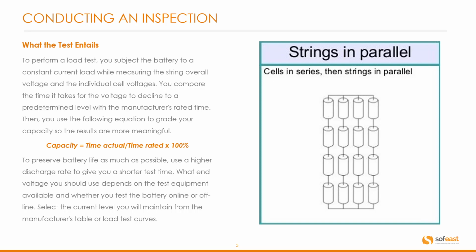To preserve battery life as much as possible, use a higher discharge rate to give you a shorter test time. What end voltage you should use depends on the test equipment available and whether you test the batteries online or offline. Select the current level you are maintaining from the manufacturer's table or load test curves.